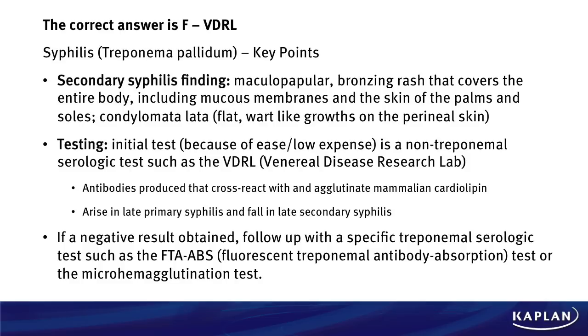In terms of testing, the initial test, because of ease and low expense, is a non-treponemal serologic study, such as the Venereal Disease Research Lab, or VDRL. Antibodies are produced which cross-react and agglutinate with mammalian cardiolipin, which is how the test is done. It arises in late primary syphilis, and the titers begin to fall in late secondary syphilis. If a negative result is obtained with a VDRL, you need to follow up with a specific treponemal serologic study, such as the fluorescent treponemal antibody absorption study, or the microhemagglutination tests.